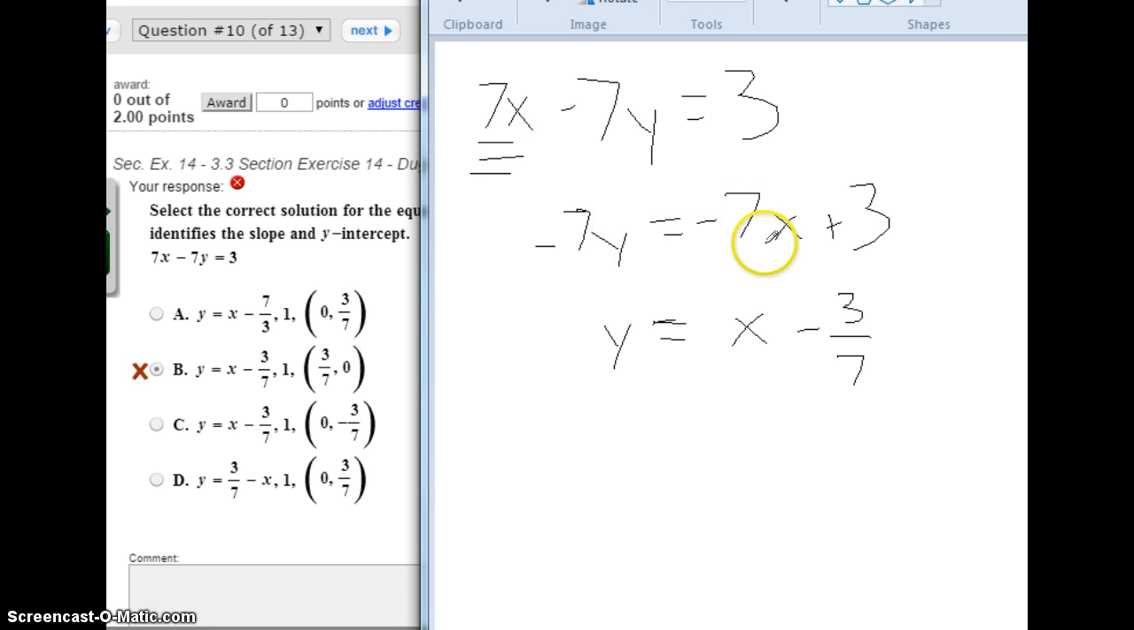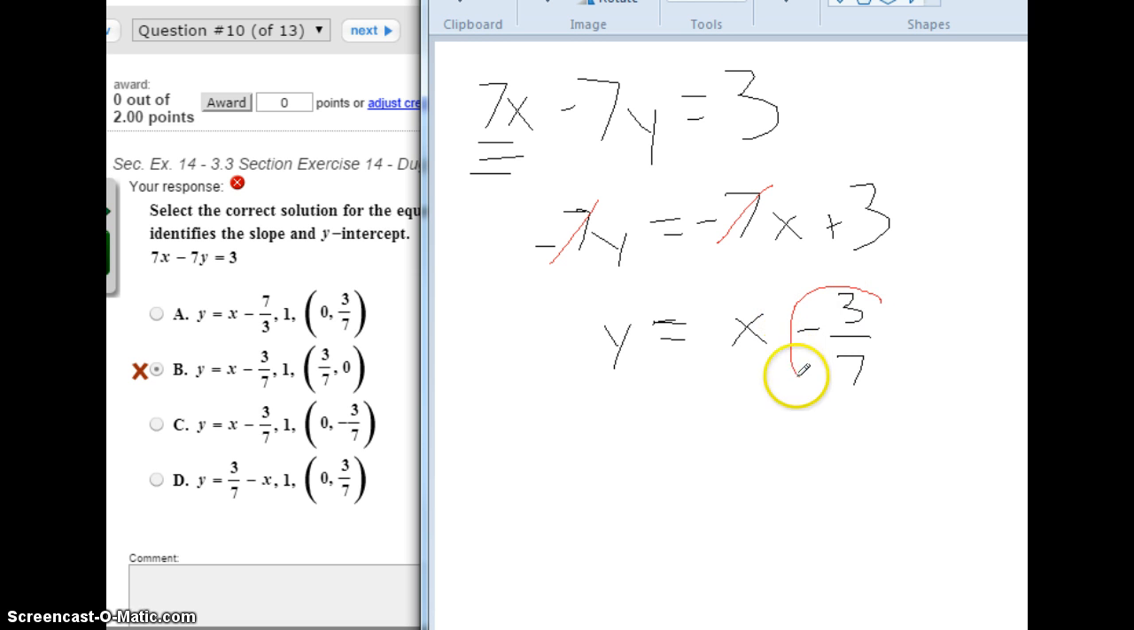So you get the -7x over on the right side now, and then divide everything by -7. So the -7 will cancel out there and just leave you y. The -7 cancels out there, just leaves you 1x. And then divide this part by -7 as well, and you get a -3/7. So now we're in slope-intercept form.